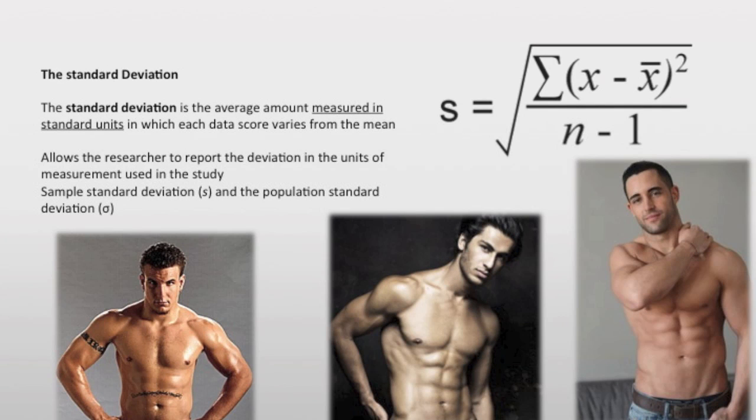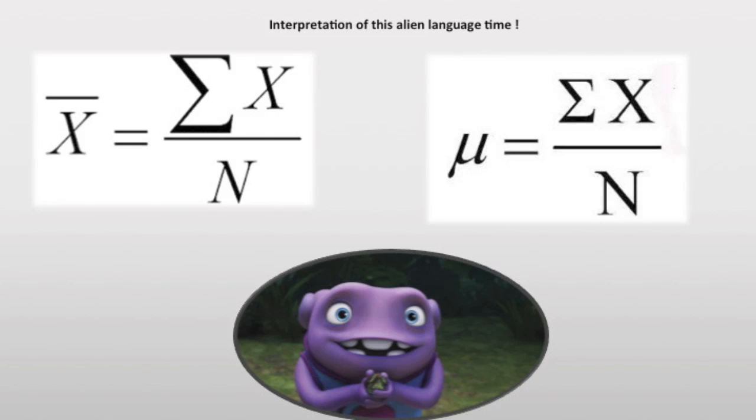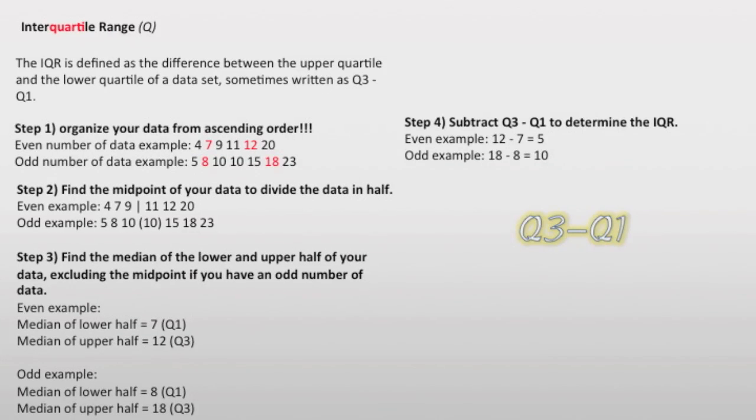The standard deviation is the average amount, measured in standard units, by which each data score varies from the mean. So for the left one, you have an x-bar and you're looking for the mean. And in the right one, you have that little U symbol, which is called the mu, and you're looking for the population in that one. So just for the sake of keeping this video short, I'm going to have you guys pause the screen and read through the steps.